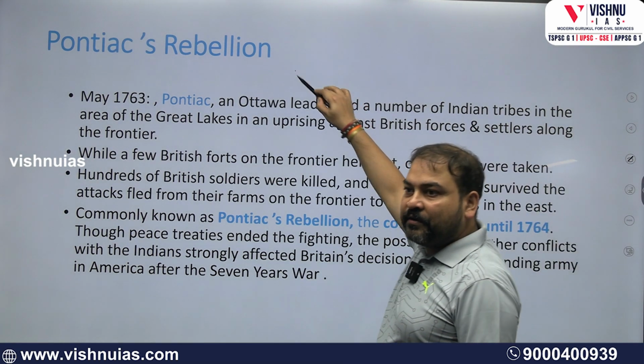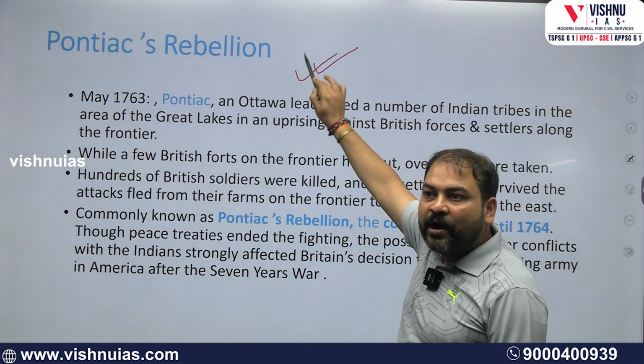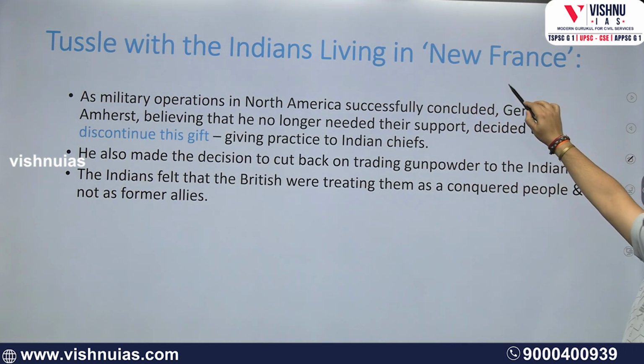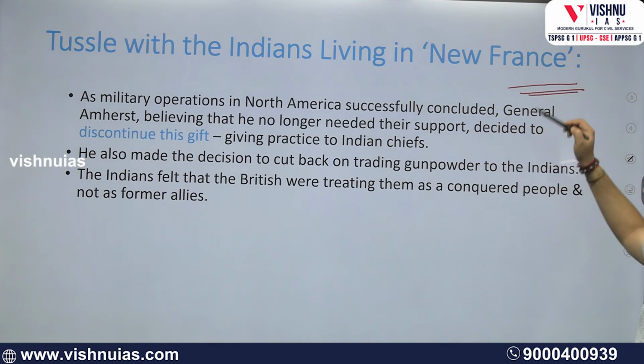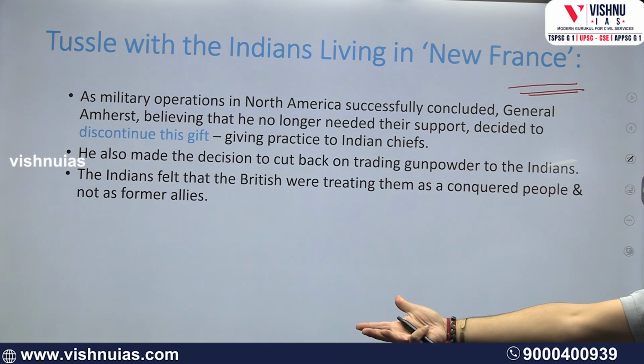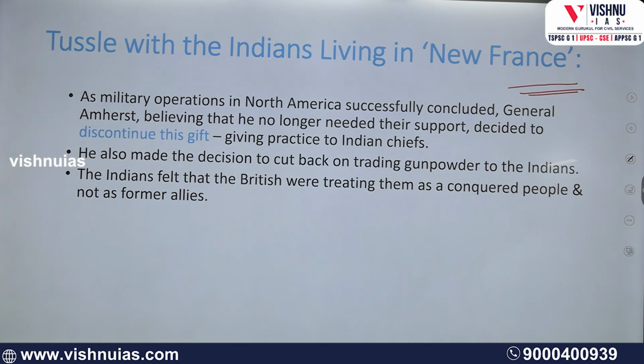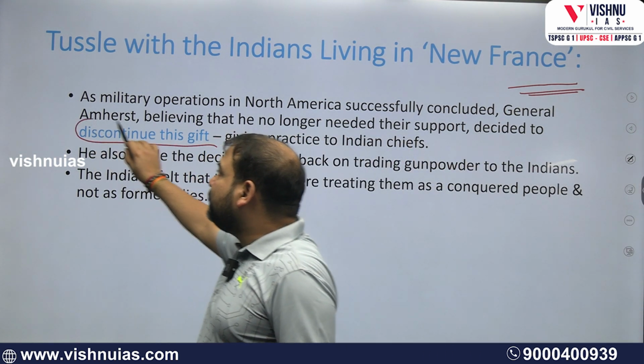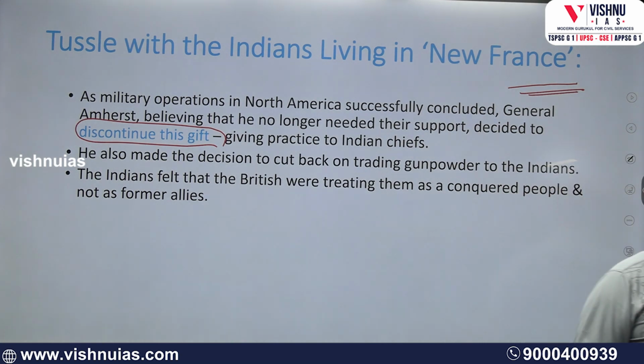This is the rebellion, Pontiac's Rebellion. Why is this rebellion happening? Because, as I told you, this is a tussle with people who are living in New France, the area where French people were, but now they have been removed. It is now the British who have occupied these areas. So in these areas, the British are having a tussle. One reason for this tussle is discontinuation of the giftings. Earlier they used to gift something to the local chieftains, the tribal chiefs, but now the British commanders had stopped this.